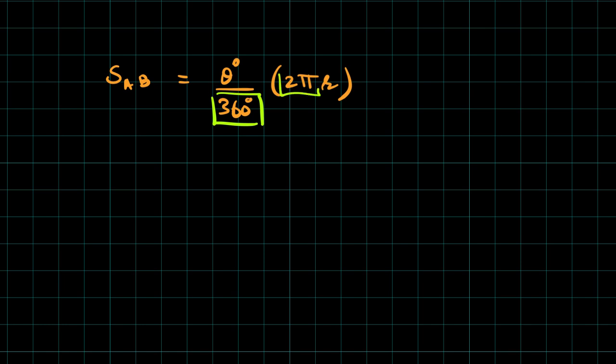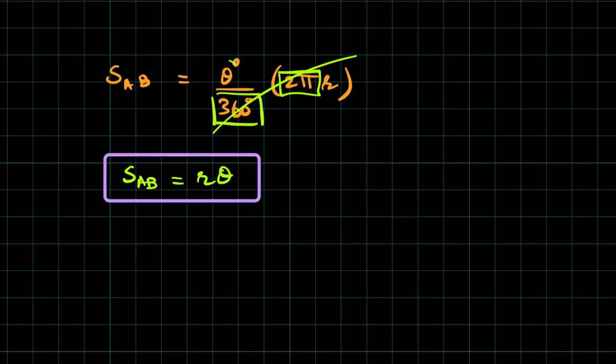So we have the formula: arc length is equal to theta over 360 degrees times 2 pi r. We know that 360 degrees and 2 pi are the same, so slash it off and remove the degree sign. Therefore, arc length AB is equal to r theta. That is a formula that you have created, and this formula is for the arc length. But what's the catch? The catch is theta is in radians.